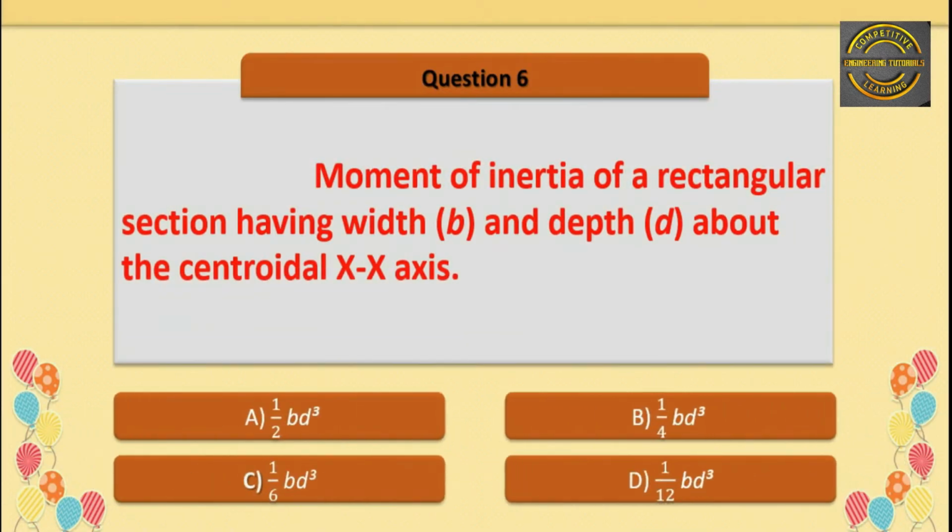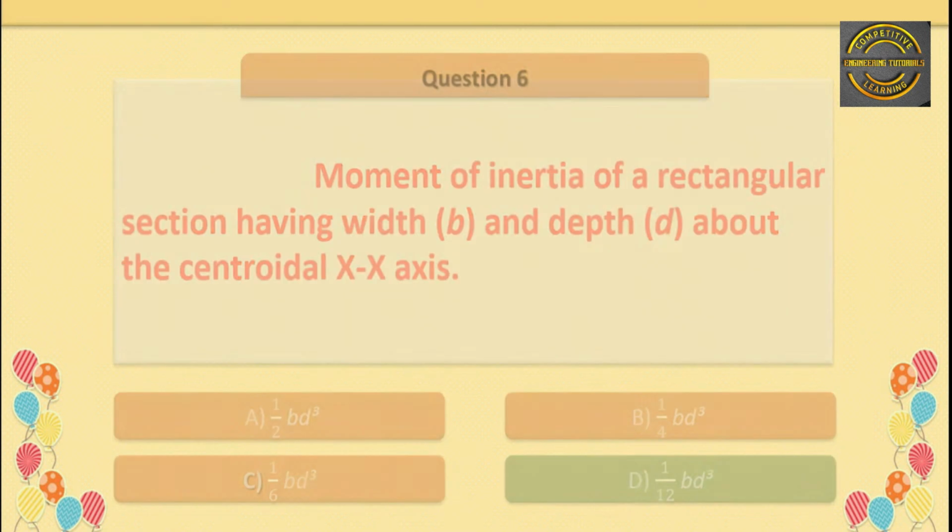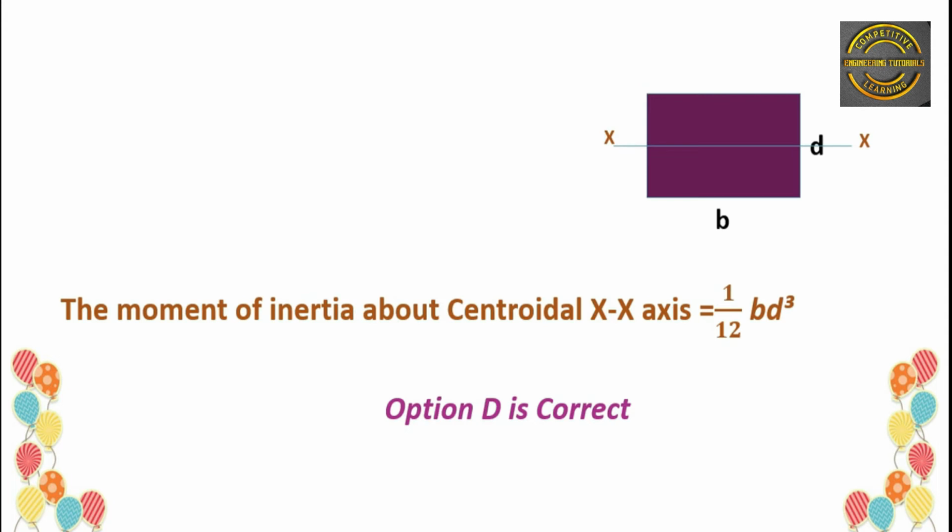Question number 6. The moment of inertia of a rectangular section having width b and depth d about the centroidal x-axis. Option D is correct, 1 by 12 into bd cube. So let us consider a rectangular section of length b and depth d. The moment of inertia about centroidal x-axis is equal to 1 by 12 into bd cube. Option D is correct.